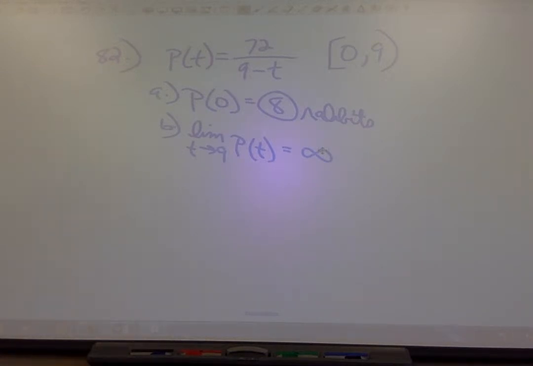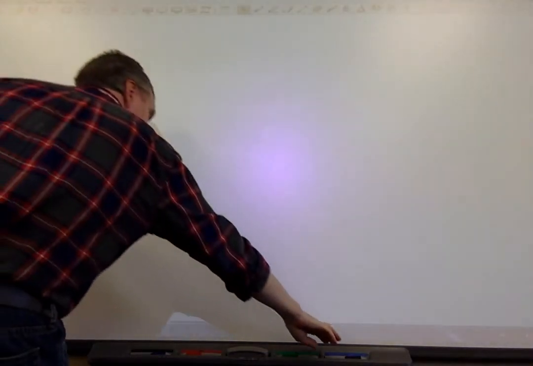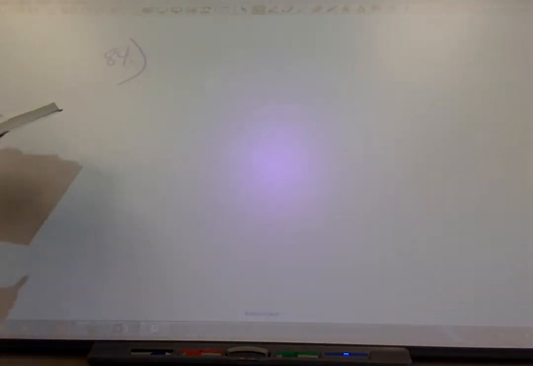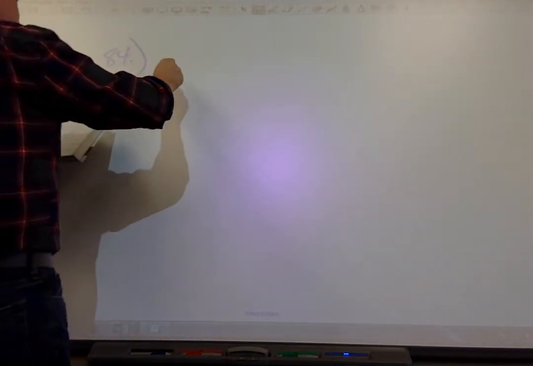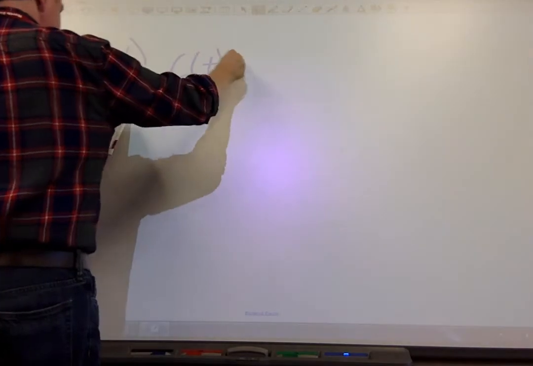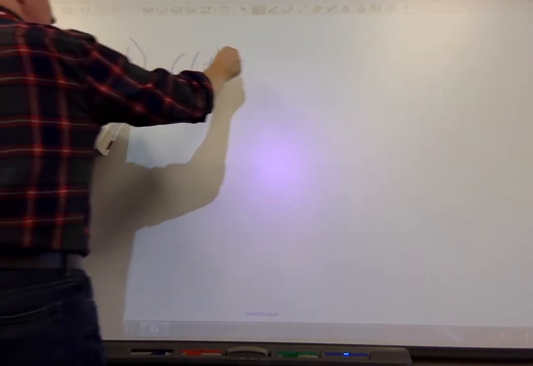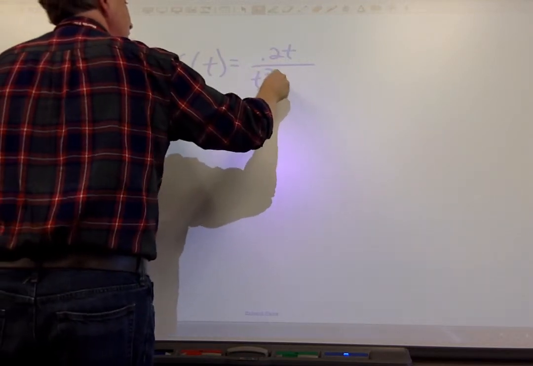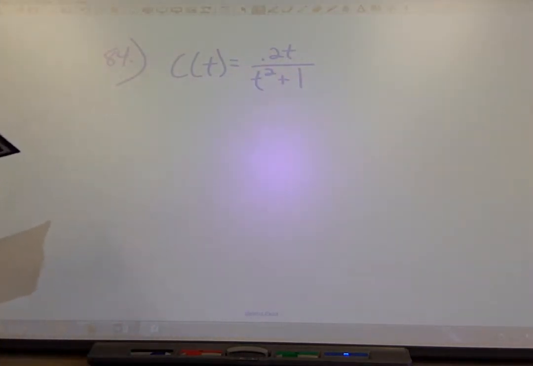Another good one that makes perfect logical sense is 84. Good one. 84. The concentration of a certain drug in a patient's bloodstream hours after injection is given by this. C of t is 0.2 t over t squared plus 1. Okay. Evaluate the limit as t goes to infinity of that function and interpret your result.